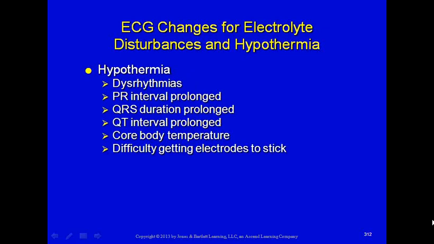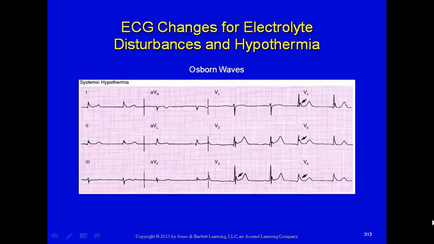Hypothermia, when you get cold, the heart doesn't function when it's cold, so you're going to develop dysrhythmias, your PR interval is prolonged, QRS is still prolonged, your QT interval is prolonged, but your patient is cold, so you know they're hypothermic. You may have difficulty getting the electrodes to stick, and they may develop what are called Osborn waves. Osborn waves occur following the QRS, and it's believed that perhaps it is a depolarization of the atrium, because as you see in those complexes like in V4, V5, V6, there are no P waves.